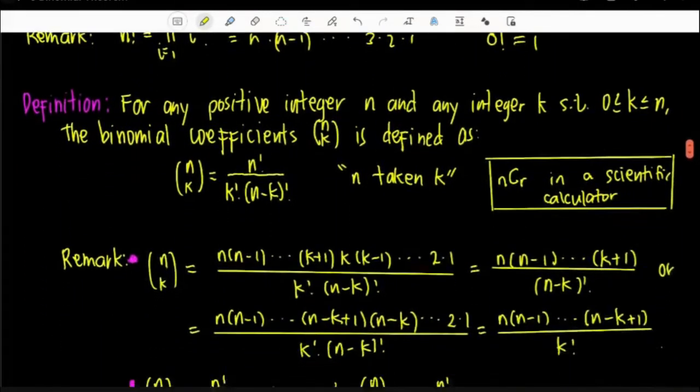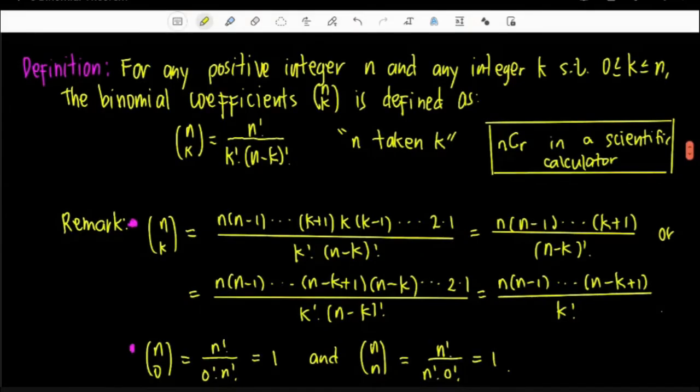Okay. So let's define what we mean by a binomial coefficient. For any positive integer n and any integer k, such that k is between 0 to n, the binomial coefficients denoted by this one, n taken k. This is defined as n factorial over k factorial quantity n minus k factorial. This is defined as the combination formula.